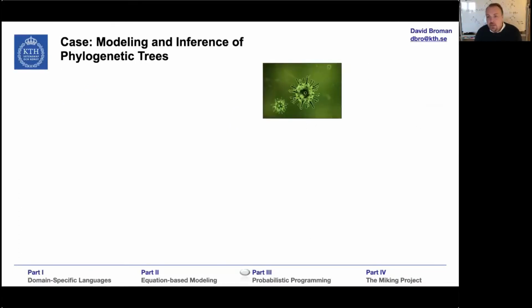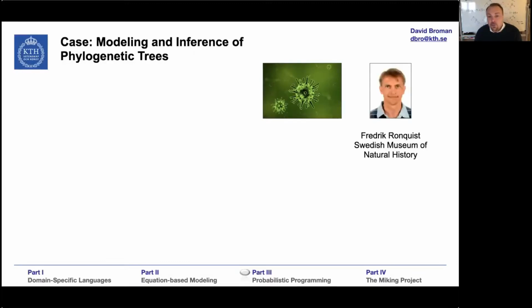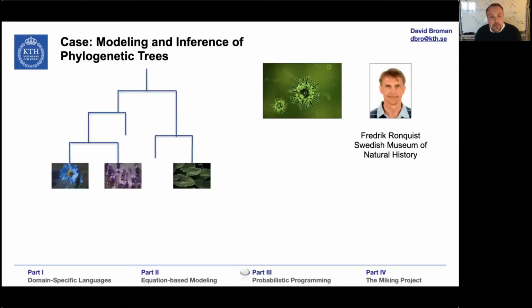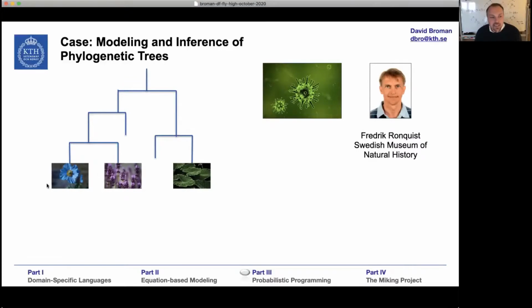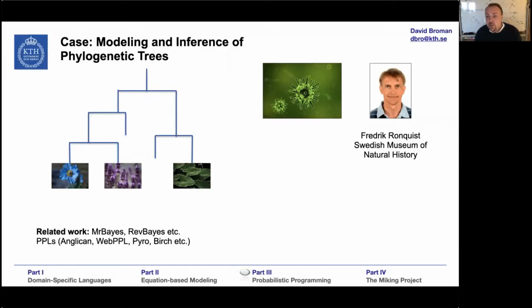Another case is on phylogenetics inference, together with Fredrik Ronquist at the Swedish Museum of Natural History. It's basically about inference of trees. If you have different kinds of species, plants or animals, you want to derive the tree, or maybe you have the tree but you want to derive when in time they separated. This is a problem that you can use statistical methods to infer. In fact, Fredrik is a leading expert who developed the MrBayes and RevBayes tools that are used by a lot of people in the field. What we are now doing is defining a new domain-specific language for phylogenetics that can express models that you cannot express with the current methods.